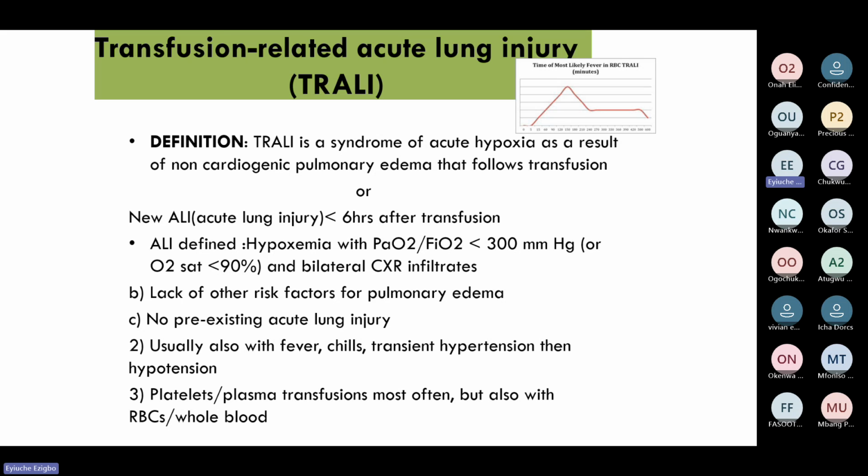By definition, TRALI is a syndrome of acute hypoxia as a result of non-cardiogenic pulmonary edema that follows transfusion, or any new acute lung injury less than 6 hours after transfusion. A patient has never presented with acute lung injury except after transfusion. Six hours post transfusion, the patient presents with acute lung injury, and the high chances are that it is a result of the transfusion. TRALI, transfusion-related acute lung injury, is a syndrome of acute hypoxia as a result of non-cardiogenic pulmonary edema that follows transfusion.